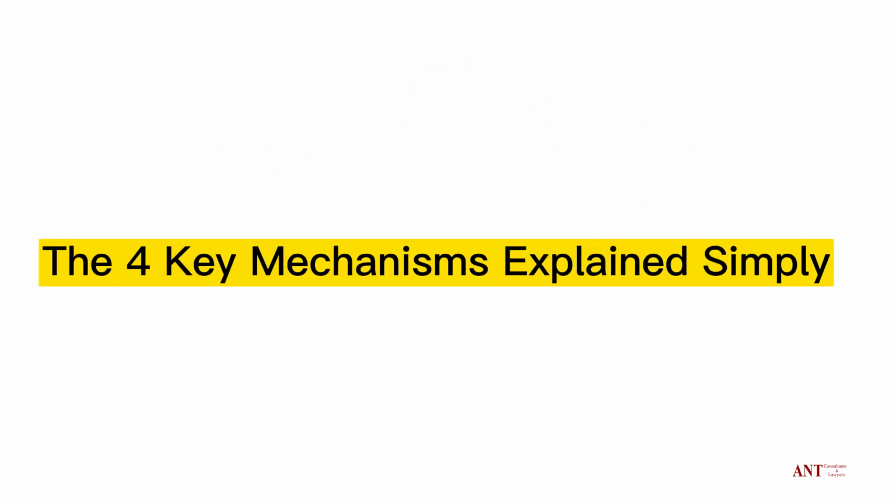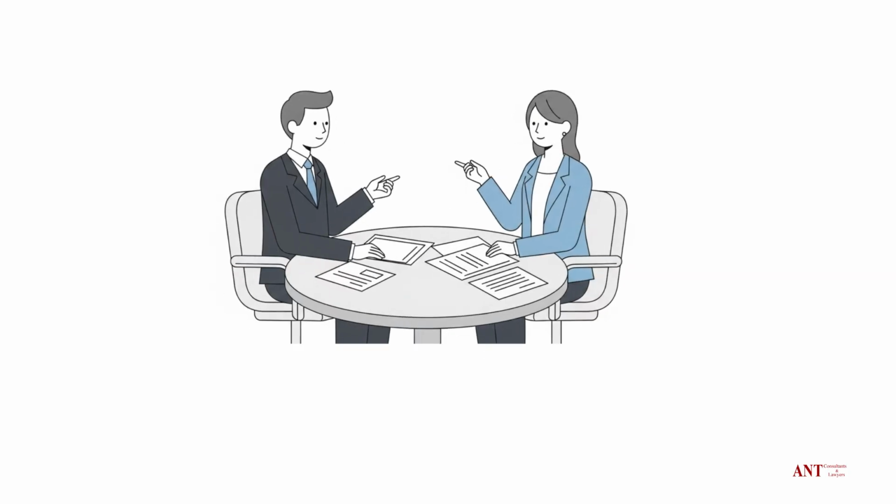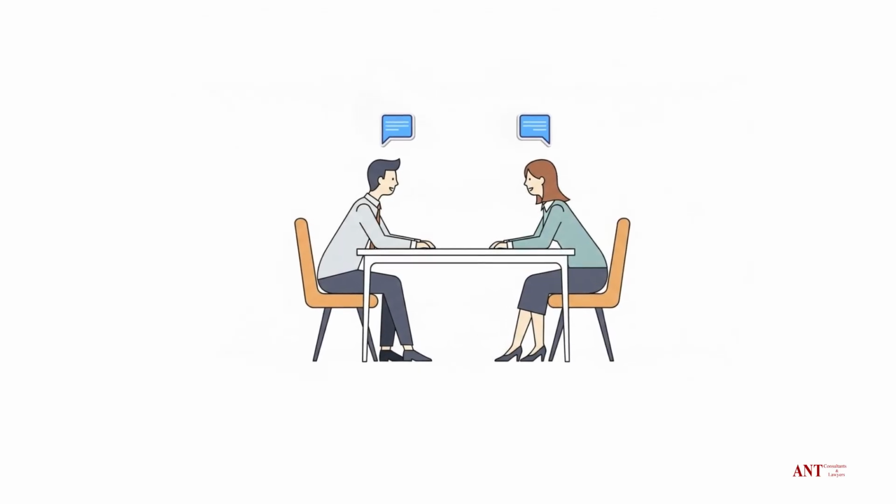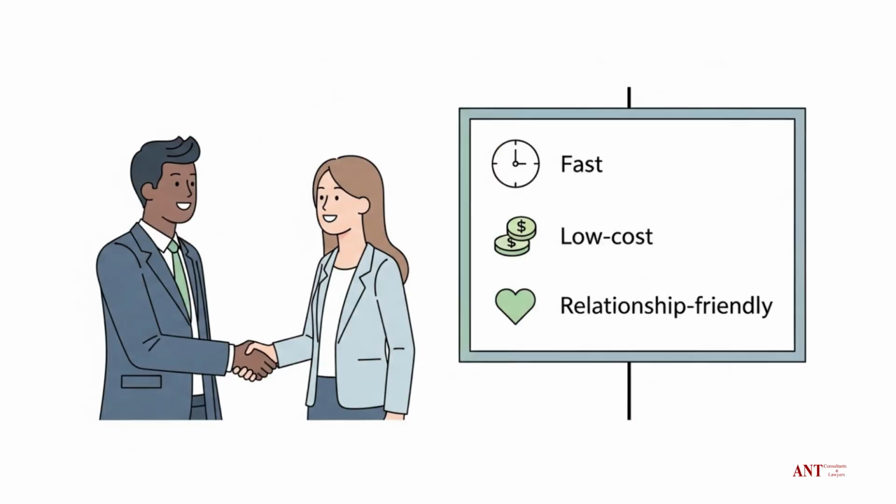The 4 key mechanisms explained simply. Negotiation. Negotiation is the simplest and most common way to settle disputes. The parties talk directly without a third party. It's fast, inexpensive, and relationship-friendly.